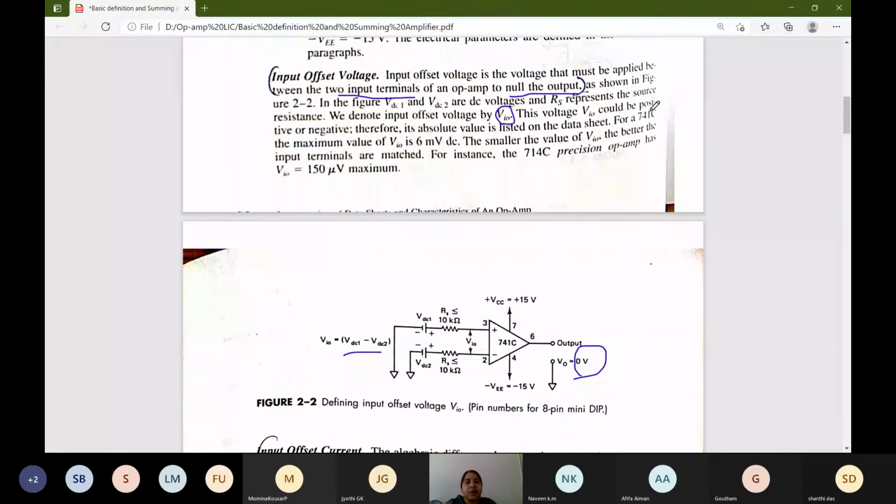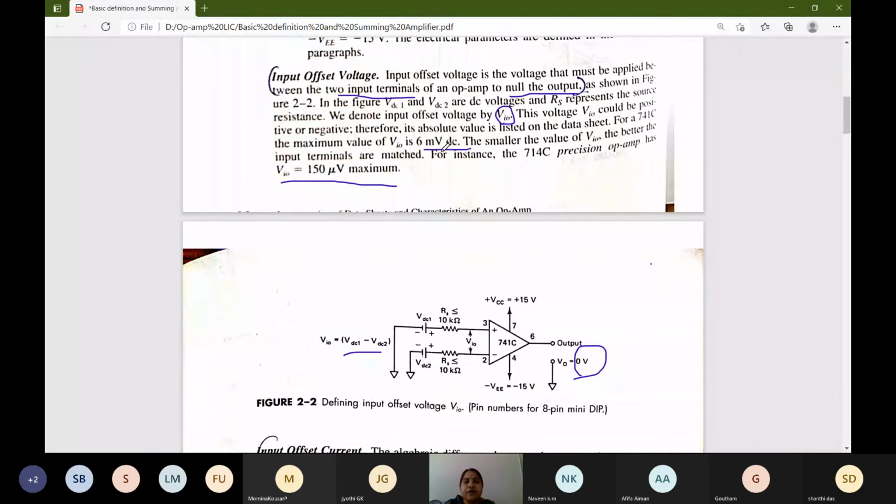This voltage could be positive or negative. Therefore, its absolute value is listed. We'll give what its value is. Practically, the minimum should be nearly 150 microvolts. That is the precision op-amp value, 150 microvolts. So whenever you write the definition, you have to write its value also. For a 741C, the maximum value is 6 millivolts DC.